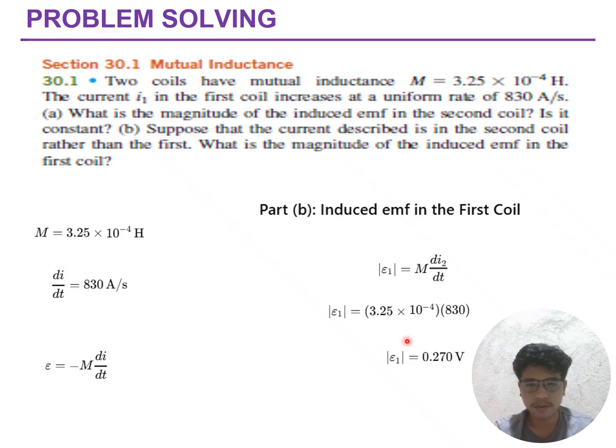Let's calculate this. 3.25 times 10 to the negative 4 times 830 is equal to 0.27 volts. So this answer shows that mutual inductance is symmetric. A changing current in either coil induces the same magnitude of EMF in the other coil, provided the current change is the same. The induced EMF is constant here because the current changes at a constant rate.